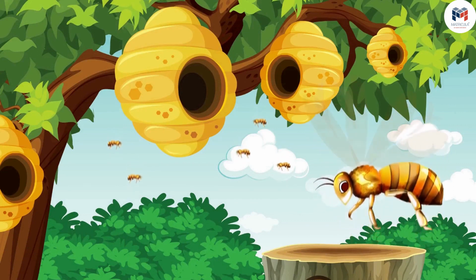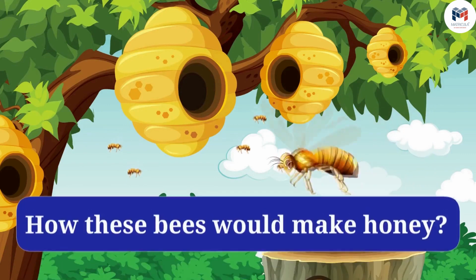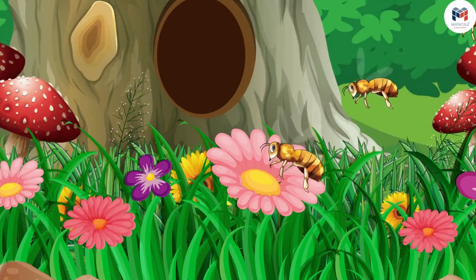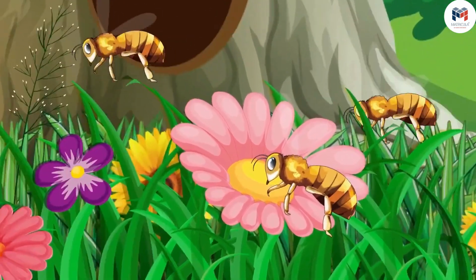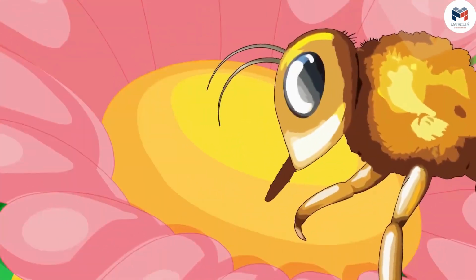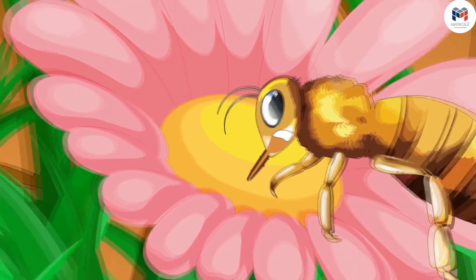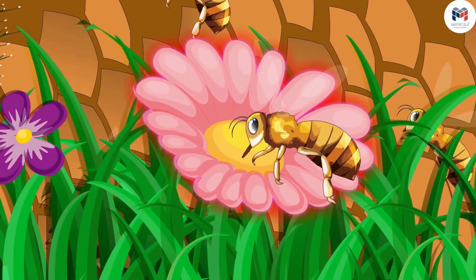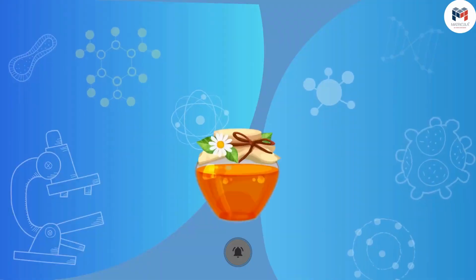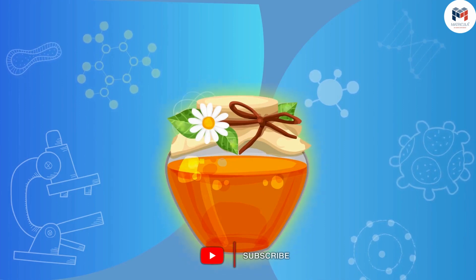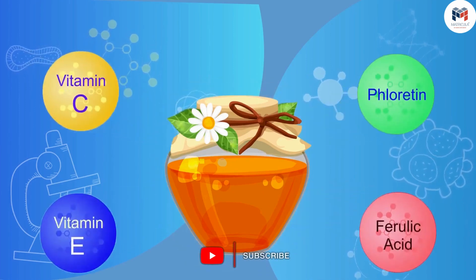Have you ever thought how these bees would make honey? Let's know. Bees sit on various flowers and absorb the nectar present in the flower. Now, this nectar combines with the enzyme present in the mouth of bees, which makes honey, and the quality of honey depends on the flowers available to the bees. Friends, honey is beneficial for everyone. It contains nutrients and is rich in antioxidants.